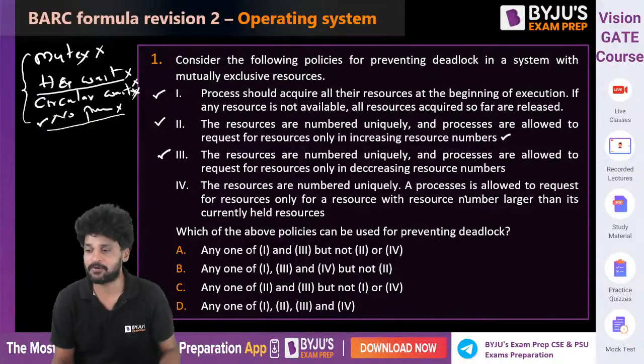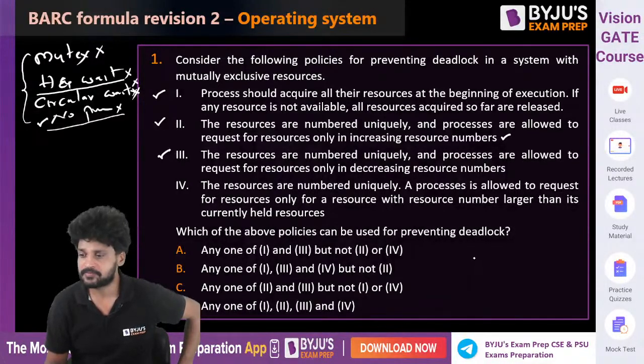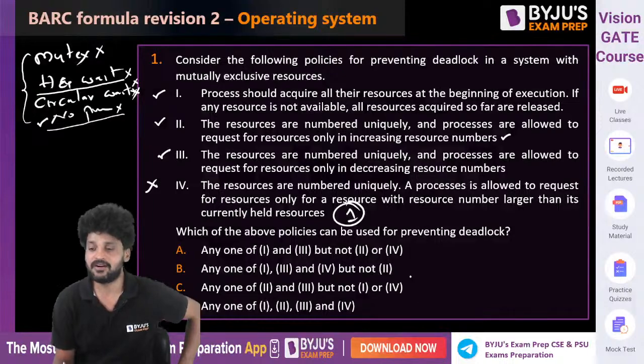The resources are numbered uniquely. A process is allowed to request for the resources only for a resource with a resource number larger than its currently held resources. Which of the above policies can be used for preventing the deadlock? Which is the correct one? Just a minute. This is not a valid scheme, because in the fourth, if you look carefully, it is saying that any process is allowed to ask for only one resource at a time, which is quite not possible. So 4 is not the correct option.